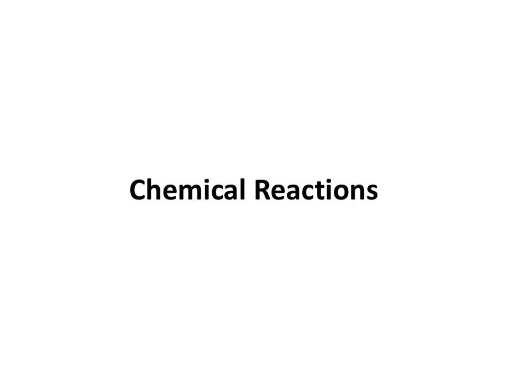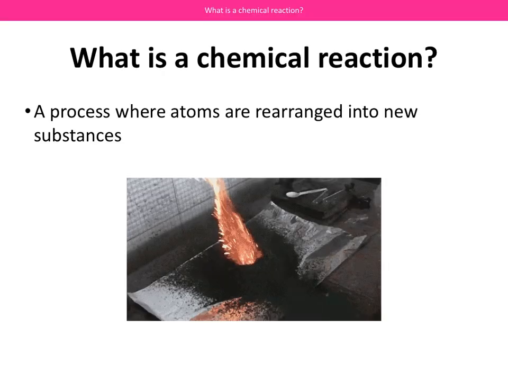So we know from previous learning that everything, or all matter, is made up of atoms. So chemical reactions are going to involve atoms. When a chemical reaction takes place, the atoms that are contained in what we start with get rearranged and produce what we end up with. So we start with these reactants and we finish with our products. So a chemical reaction is a process where atoms are rearranged into new substances. That's a very simple, very core definition of what a chemical reaction is.